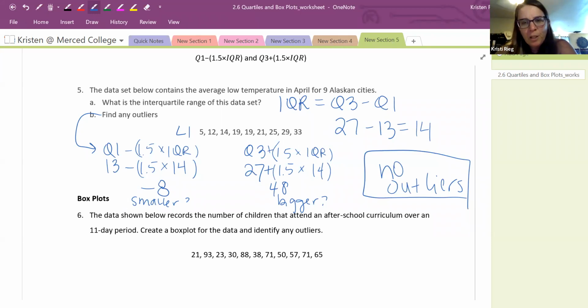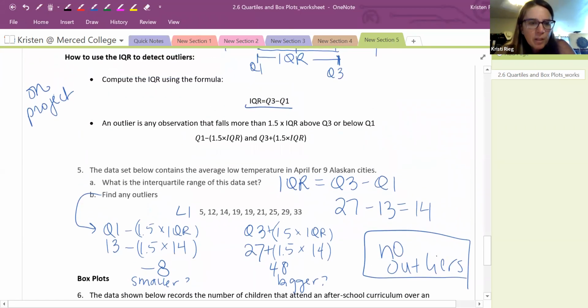Okay, we're going to do this again. So just as a reminder, in case you didn't know where that smaller or bigger came from, it says anything that's more than that. Anything that's above Q1 or below Q2. So that means bigger, smaller. Did I just say that wrong? Anything that's above Q3 or below Q1 is what I meant to say.